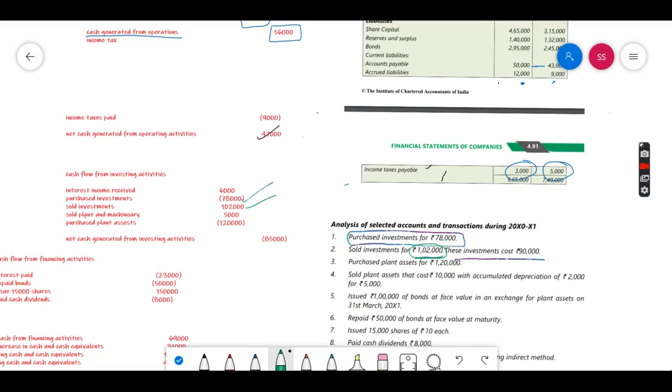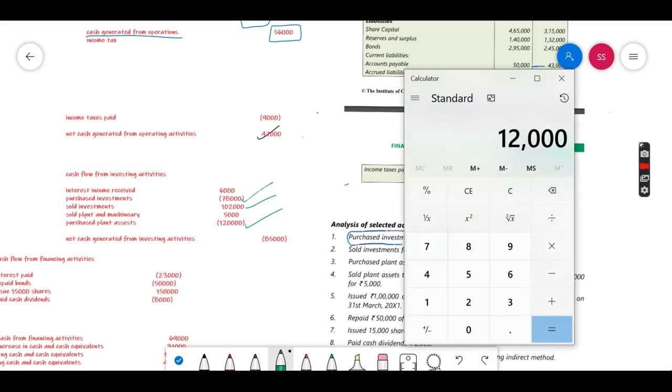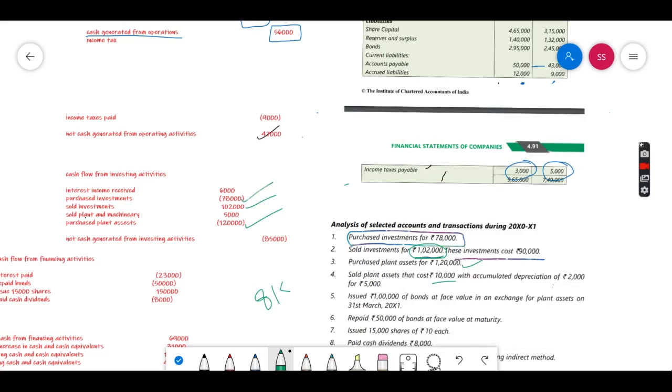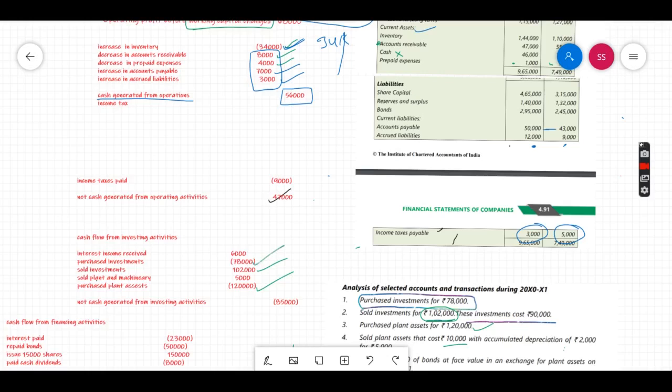And then purchase of plant and asset for 1,20,000. So 1,20,000 cash has gone out. And then sold the plant asset that cost 10,000 with accumulated depreciation of 2,000 for 5,000. That means the asset value is 10,000 and the accumulated depreciation is 2,000, so the book value of the asset is 8,000, right? And we sold it for 5,000. That means we got a loss of 3,000. Loss on sale of plant. This also we have already taken care of here.